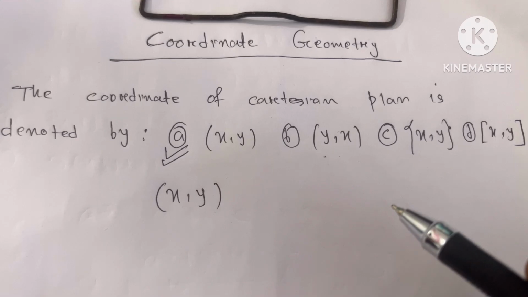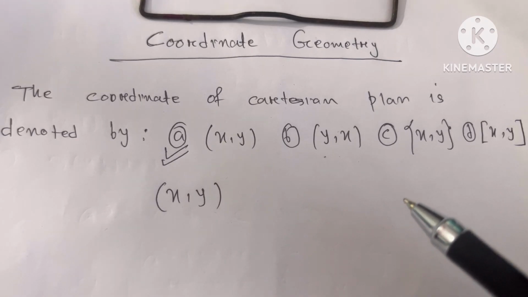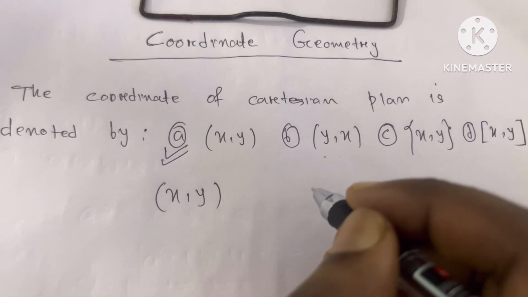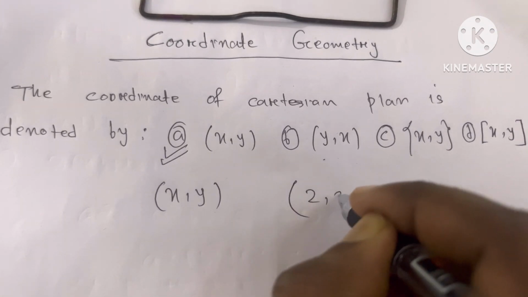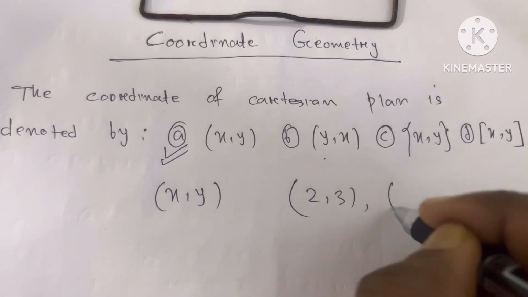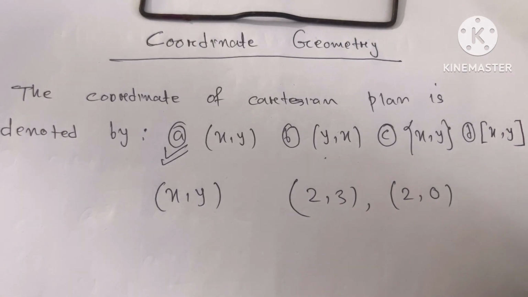So coordinate is represented by round bracket x comma y. Always write the first value x and the second value y. Always you write the x value first, then the second value. That means we write (2, 3). This is an example of a coordinate, and (2, 0). These are examples of coordinates.